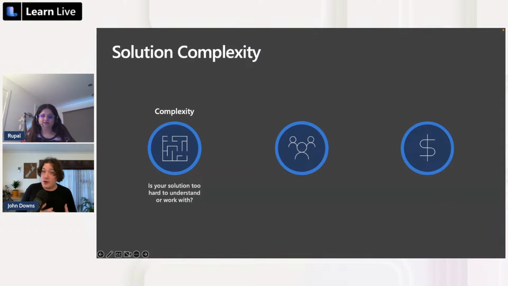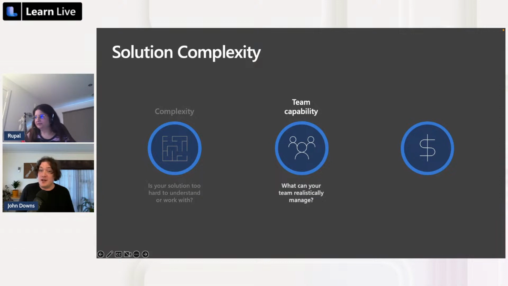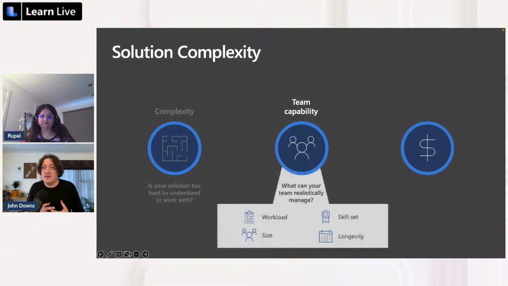If your solution is so complex that nobody can understand it, then they won't be able to do things like make improvements or make bug fixes. You also need to think about what your team can realistically manage. If your team is already smashed with work, then giving them a whole new technology stack to learn or a complex business domain to build for isn't likely to go very well, right? And think about the size of your team. If you've got a small team and they're already very busy, will they have bandwidth to pick up a really complex solution? What's the skill set of the team? Are you asking them to implement something that they've never done before?